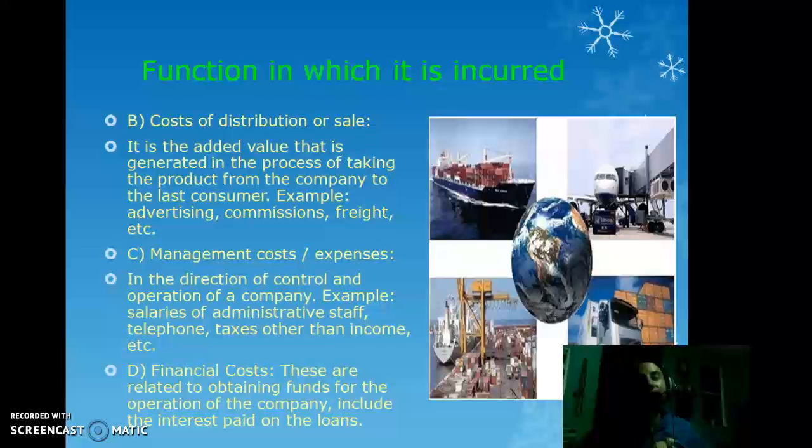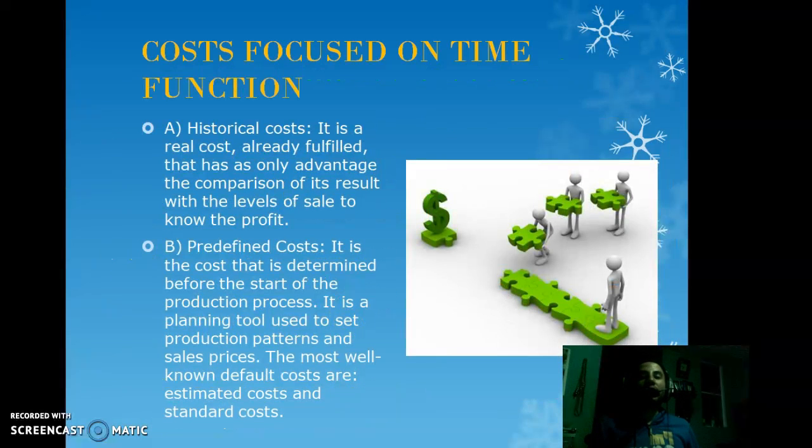Management costs or expenses is the other one, in the direction of control and operation of a company. Example, salaries of administrative staff, telephone, taxes other than income, and so on. The last one is the financial costs. These are related to obtaining funds for the operation of the company, and include the interest paid on the loans. And now we can find costs focused on time function.